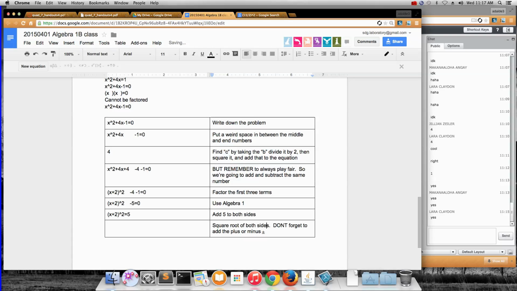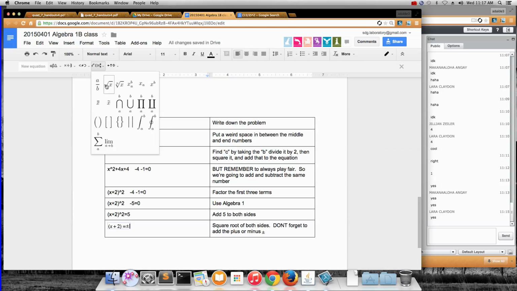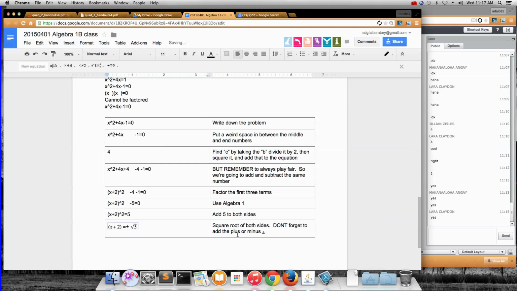Alright, so, let's go new equation. We got x plus 2 equals plus or minus square root of 5. There we go. Everyone got that?